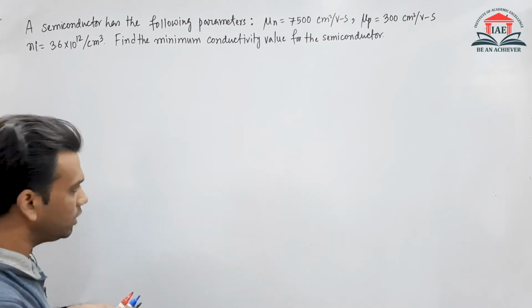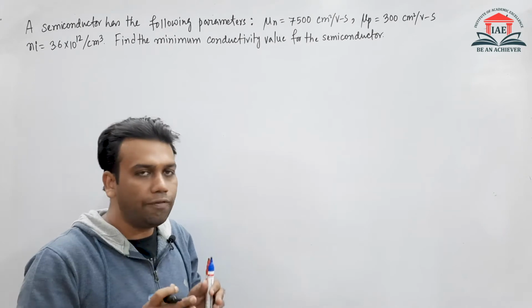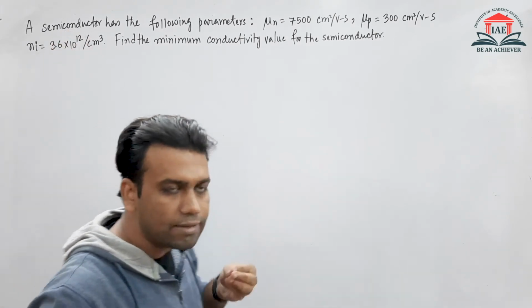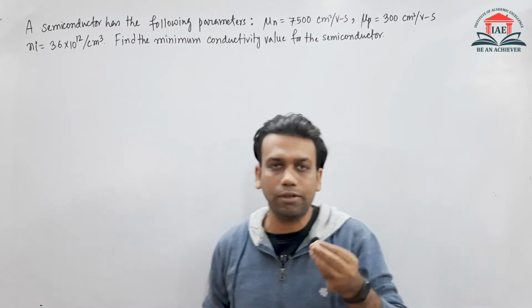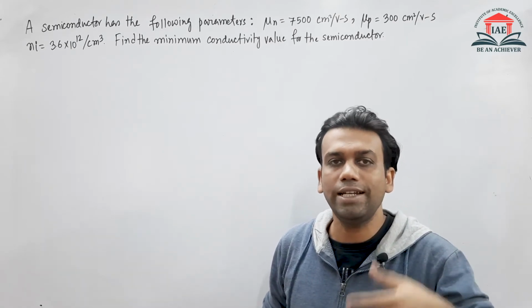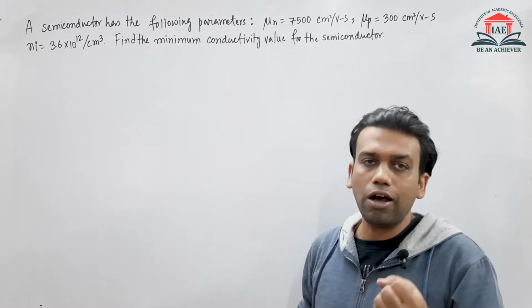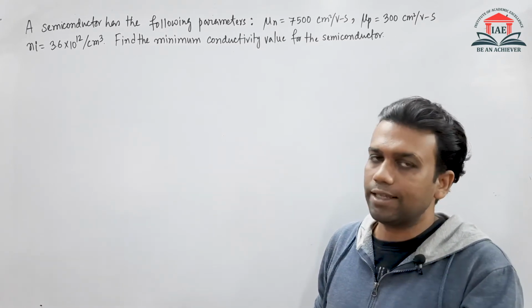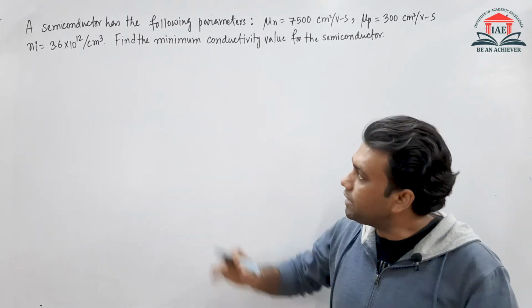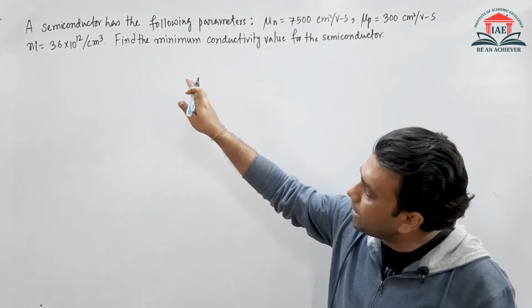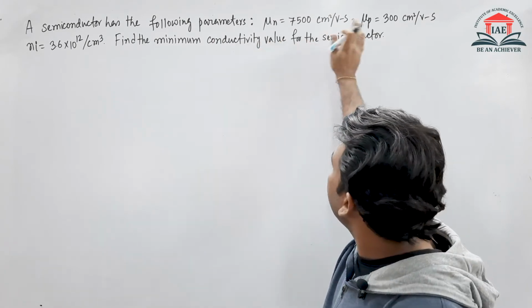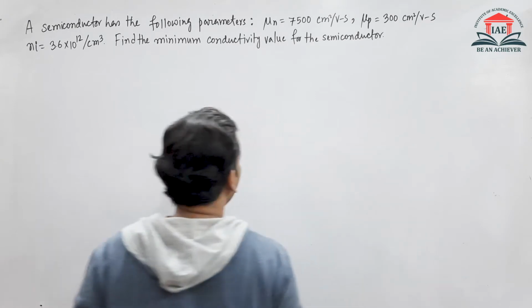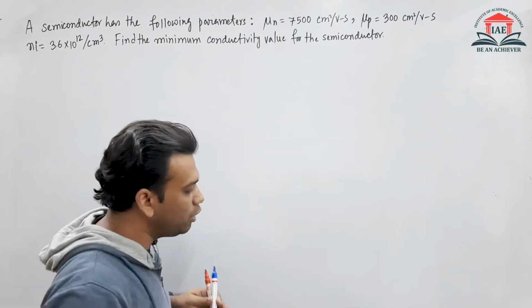So as we know, the minimum conductivity of a semiconductor, यहाँ पे जो semiconductor given है, in the question they have not told you whether it is an intrinsic semiconductor or an extrinsic semiconductor. So by default you will take it as an intrinsic semiconductor. So intrinsic semiconductor के लिए मेरा देखिए यहाँ पे ये डेटा given है mu n, mu p and ni. You have to find the minimum conductivity value of this numerical.